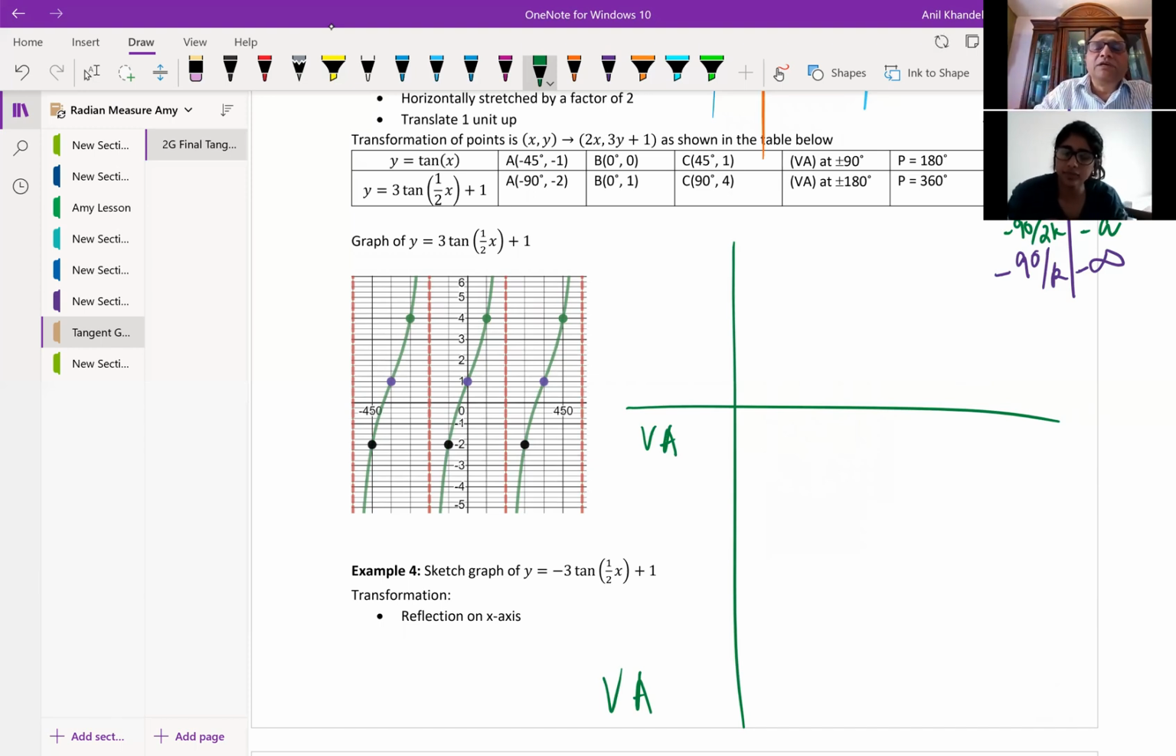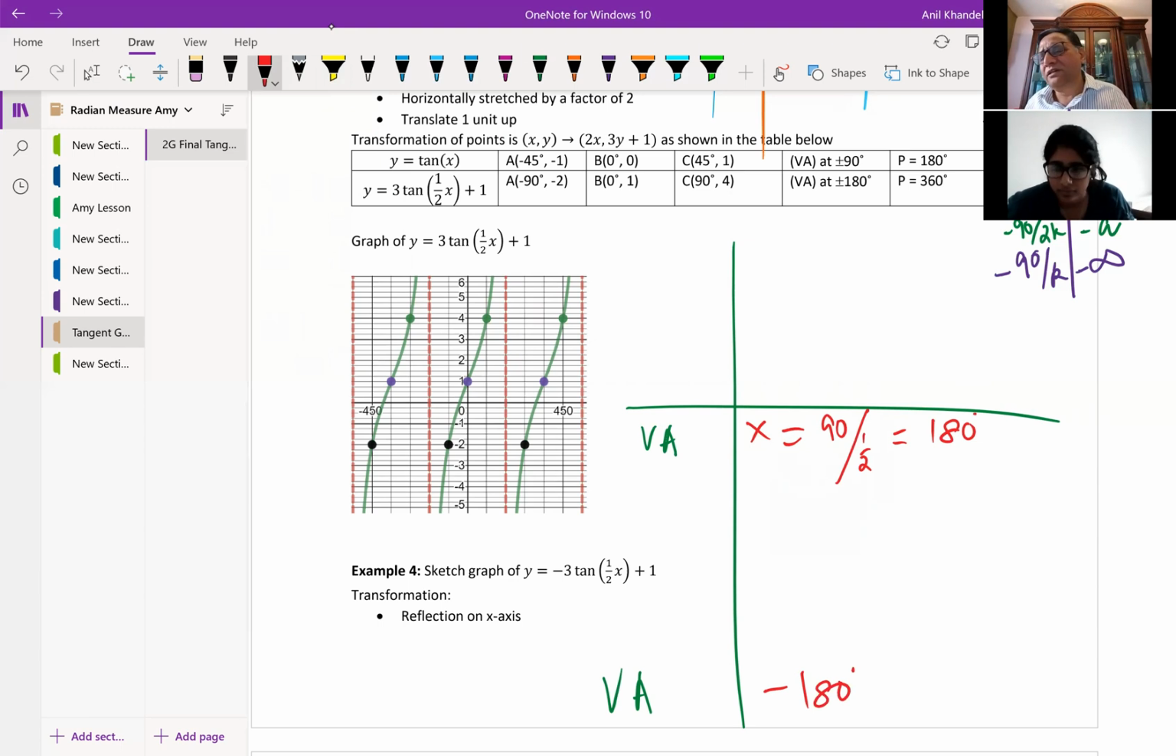So the value of the vertical asymptotes will be x equals, and this is my graph. I have done it in degrees. So 90 divided by half. Is that clear? Which is 180 degrees. And this value will be minus 180. I don't even have to calculate, they are symmetrical, right? What I am doing here is giving you points for 3 tan half x, because I don't have to think, and then I will do translation. You get the idea?